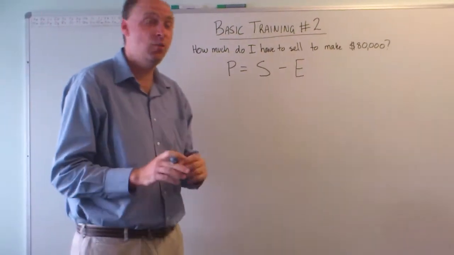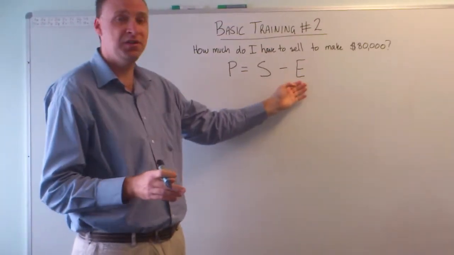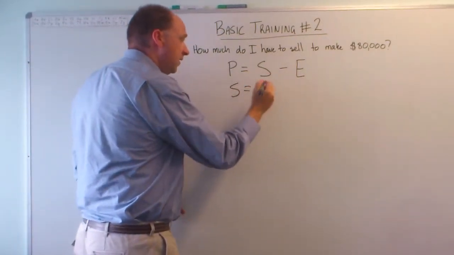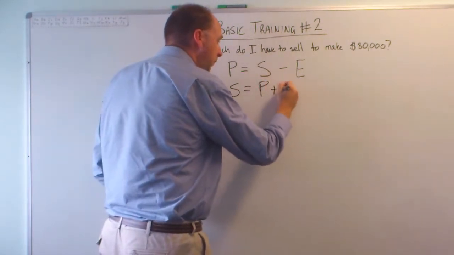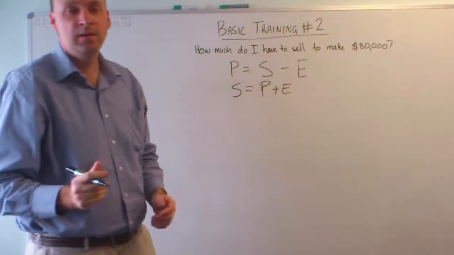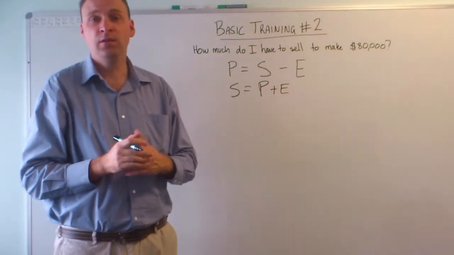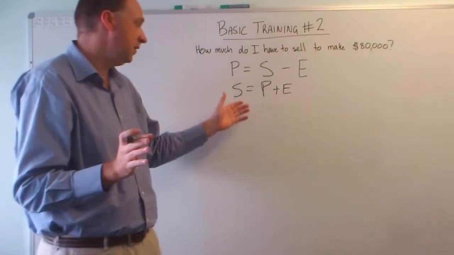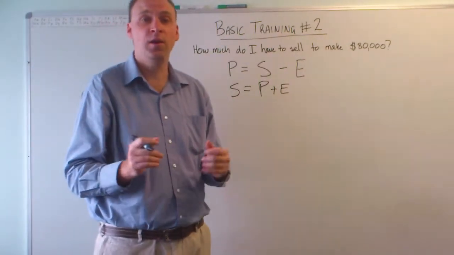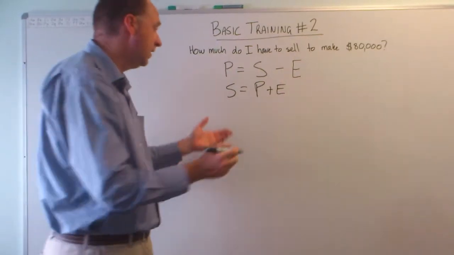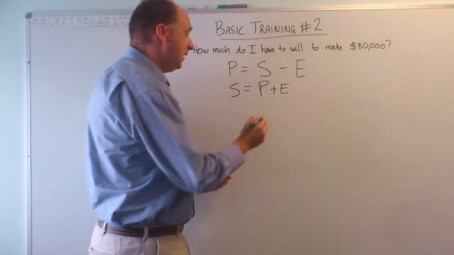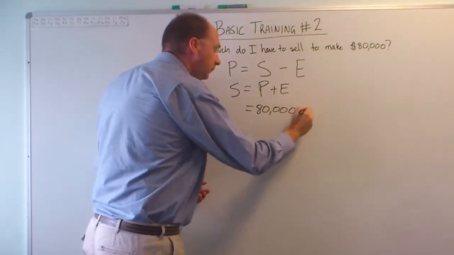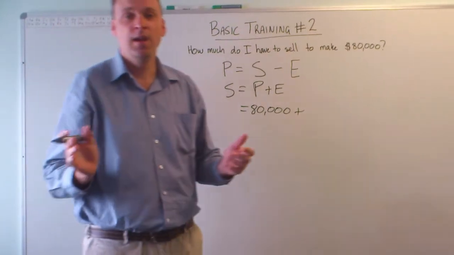So obviously profit is not rocket science. Profit is equal to sales minus expenses, and so to work out how much sales we need, sales is going to equal profit plus your expenses. Now if you're in a business where you're not selling anything and you haven't got any cost of sales, then working out how much you need to sell is quite an easy process. So you need to make $80,000.